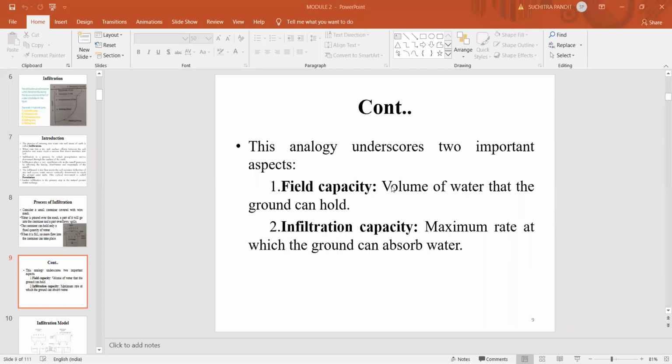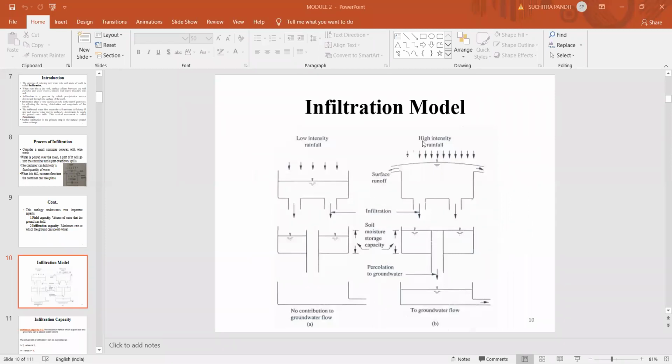This analogy underscores two important aspects. One is field capacity, that is the volume of water that can be held in between the soil pores. The capacity of the soil to retain the infiltrated water is called its field capacity, that is the saturation point. Infiltration capacity is the maximum rate at which the soil can absorb water. So field capacity is the upper limit of the moisture content, whereas the infiltration capacity is the maximum rate at which the soil can absorb water.